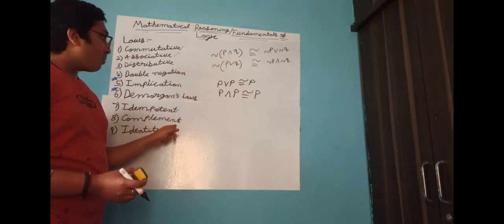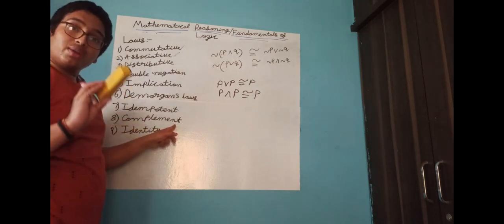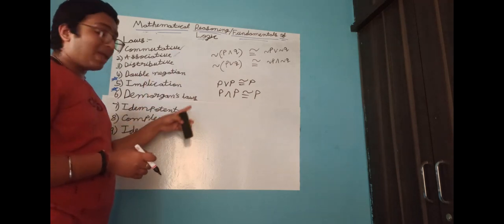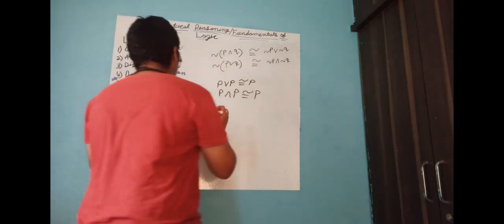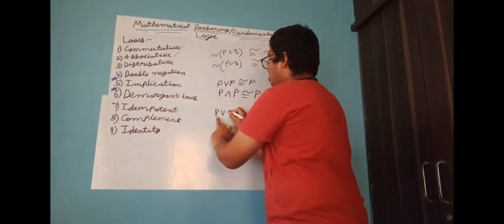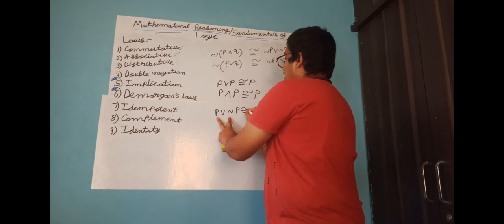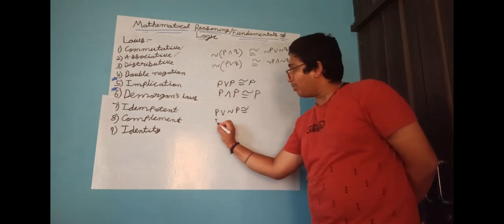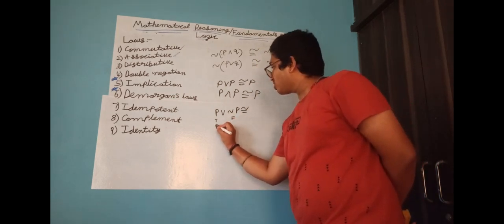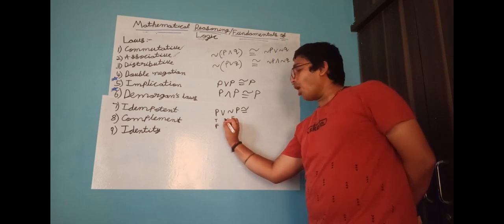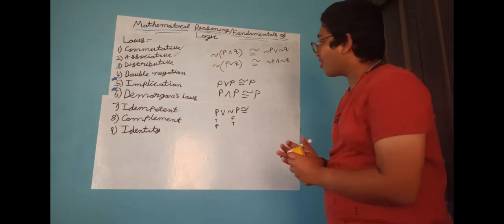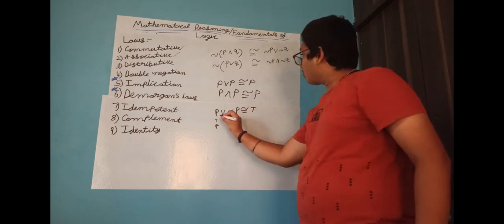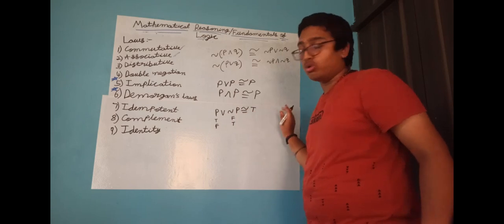Next, coming to complement. Complement means what? We are going to work with P and its complement. Negation is also called complement, guys. P and negation P we are going to work with. Coming to P or negation P, what will be the resultant? Let P be true, then negation P is false. If this is false, it will be true, right? In our truth table we have seen, if at least one truth value is true, the resultant will be true. So P or negation P will always be true.